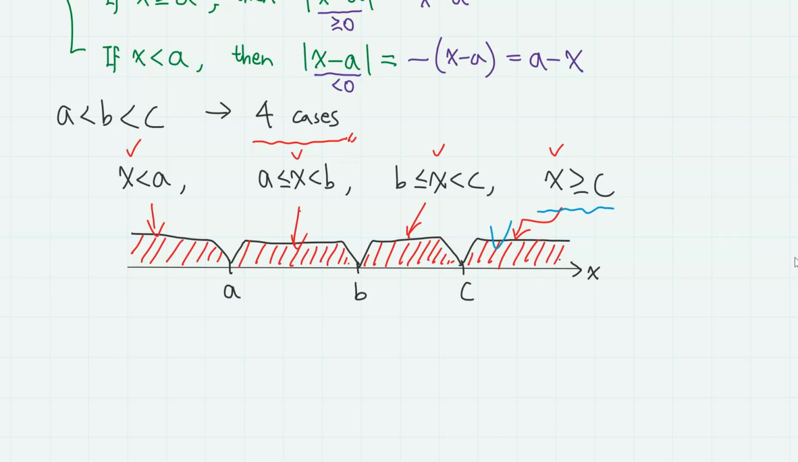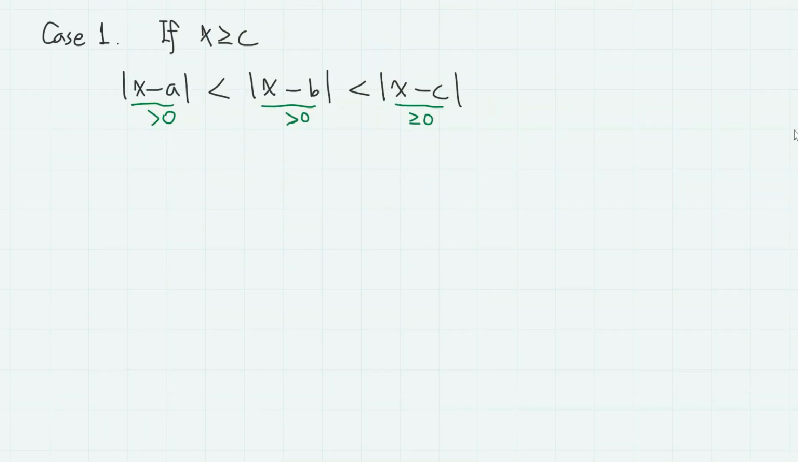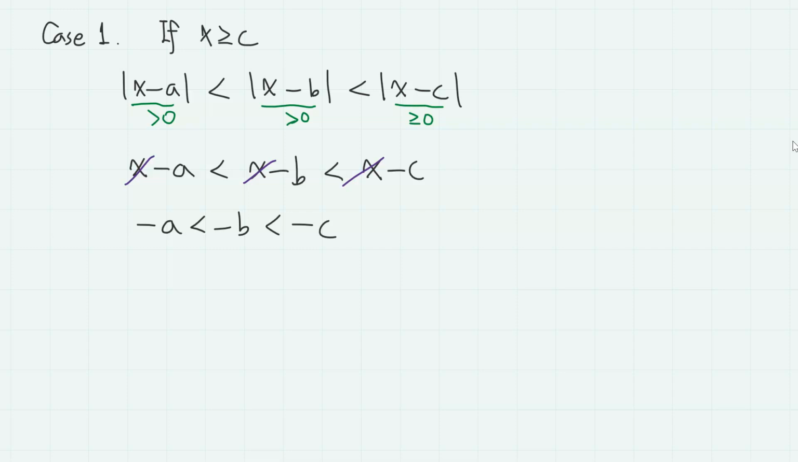So for the first case, if x is greater than or equal to c, then these x minus a, x minus b, x minus c are all positive, or at least non-negative. Therefore, we can write simply x minus a is less than x minus b, which is less than x minus c. And notice that x, our unknown variable, can be cancelled out. Then we have minus a is less than minus b and minus b is less than minus c.